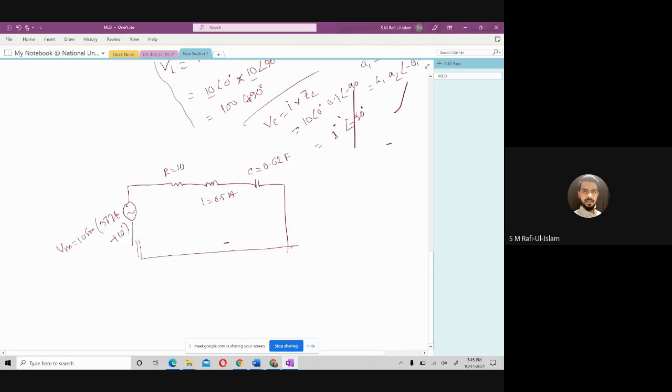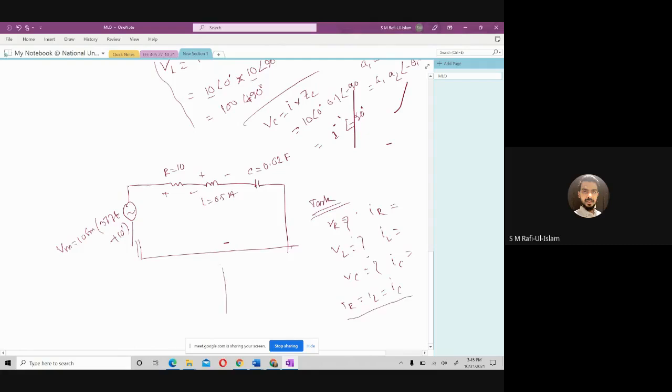So your task is to find what is VR, what is VL. VL means the voltage across the inductor. What is the VC value? Similarly, what are IR, IL, IC? And show me also IR equal to IL equal to IC. When I say these values, all are vectors.